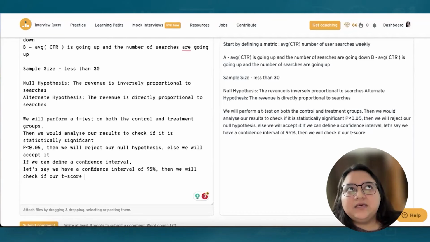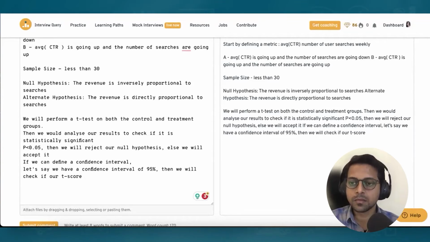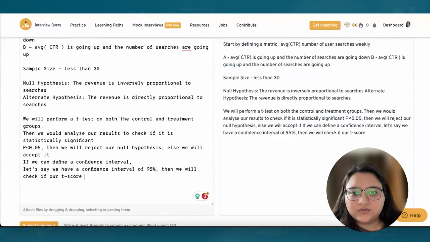Secondly, I think we should be aware of type 1 and type 2 errors, which is false positive and false negatives. Okay. And I believe there are certain ways we can use to negate it. Like, for instance, we could probably increase our sample size. We could probably increase the time period of our experiment.